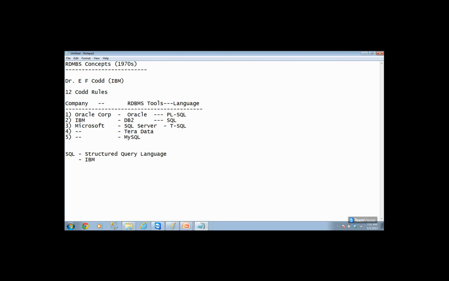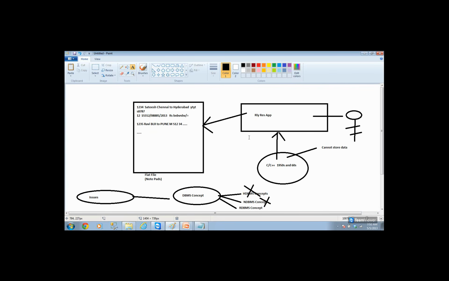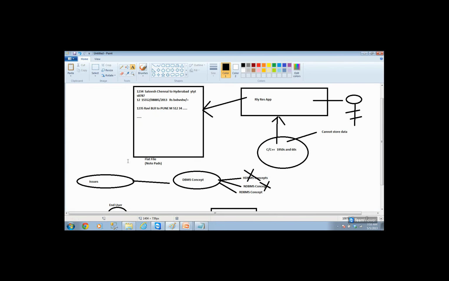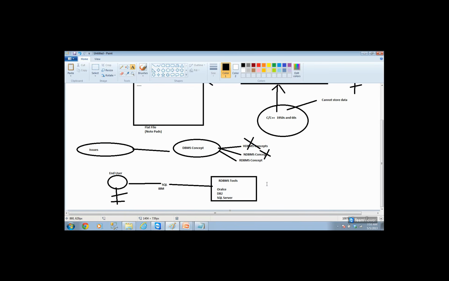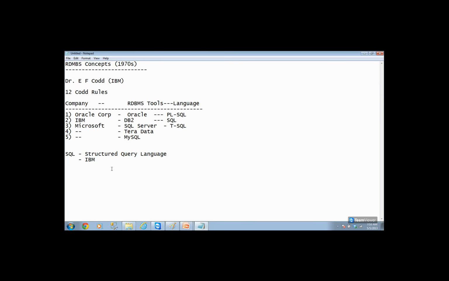So where did we start initially? We started with flat file systems. Then there were lots of issues. From that we got into DBMS. From there we got into the types of RDBMSs. Now we have these many tools in the market. What is the tool we are using? We are using SQL Server.